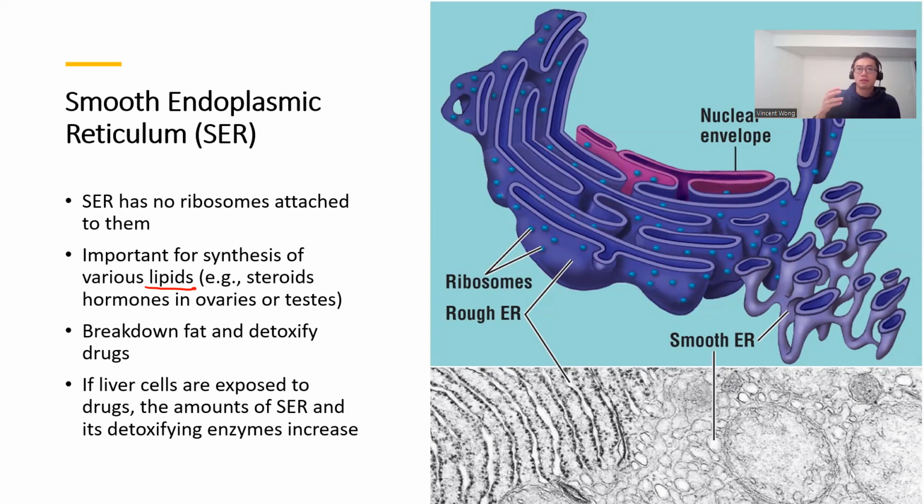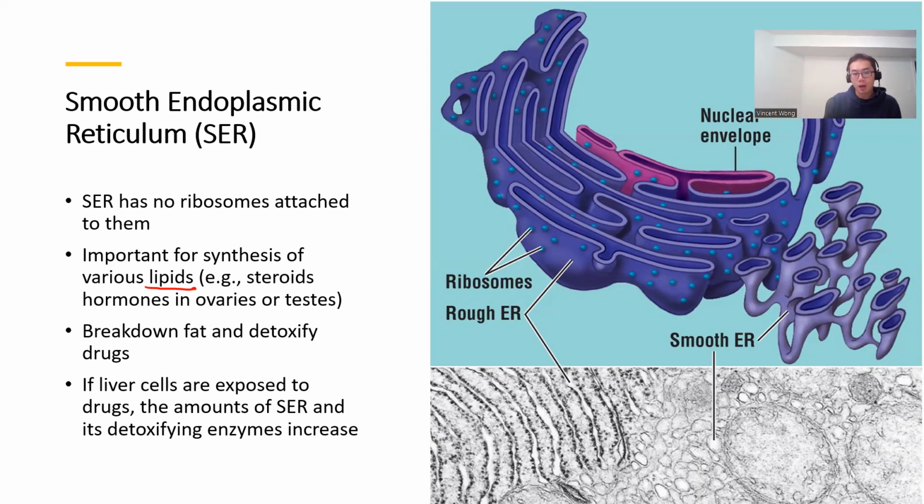We know steroid hormones are like testosterone and estrogen, right? So to make them, you would need the smooth ER. What kind of cells do you expect to have a lot of smooth ER? Well, it would be the cells of the ovaries and the cells in the testes, right? Where they are making all these steroid hormones.